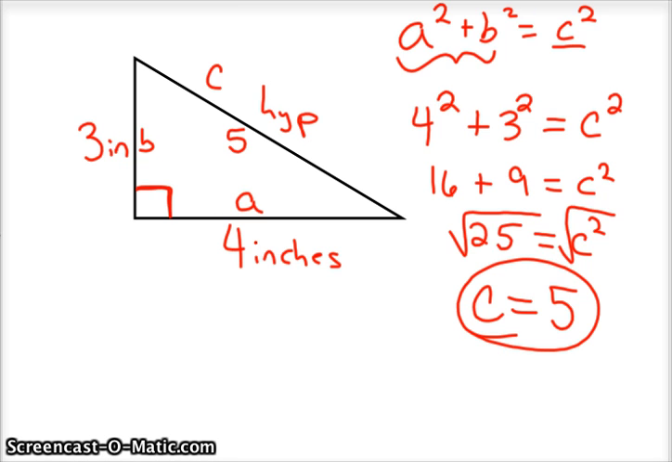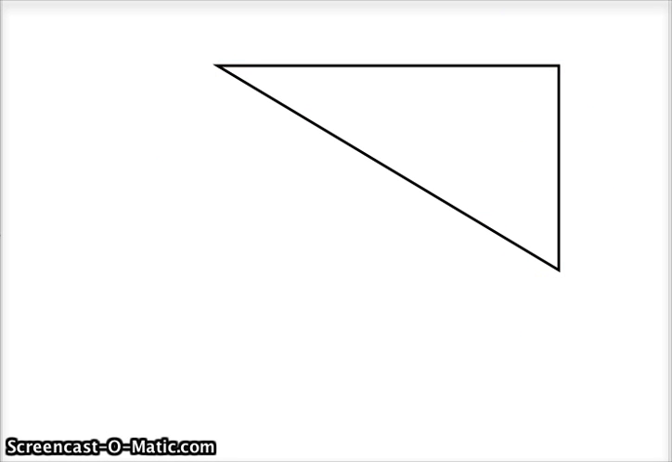Next problem. Here's another example. Here I've got the triangle upside down. Notice where the right angle is, so hopefully you know where the legs are located. We know our legs are here and here, and our hypotenuse is here.